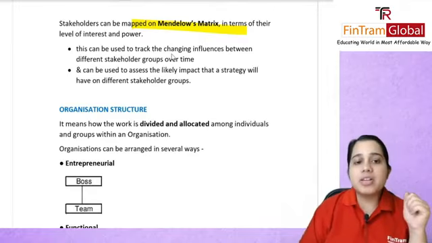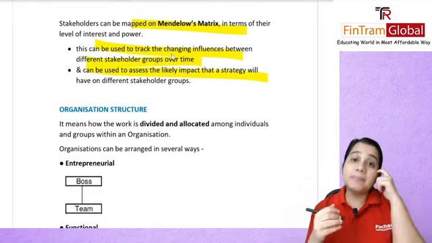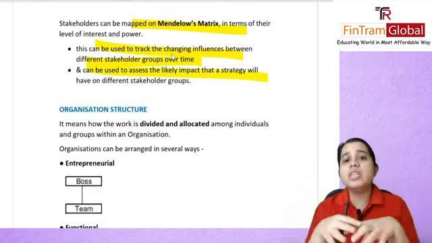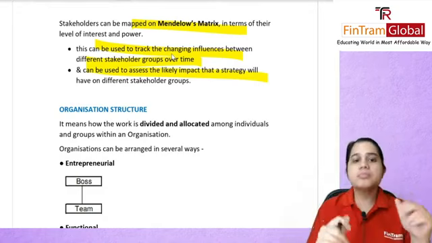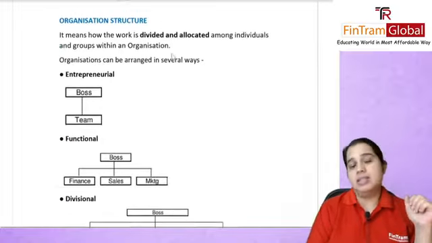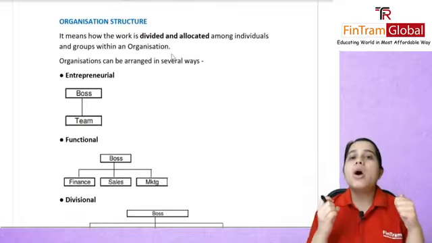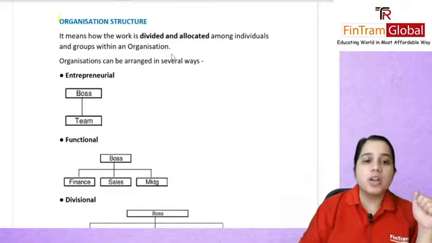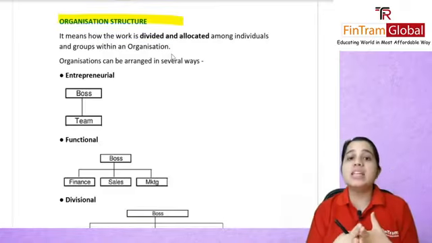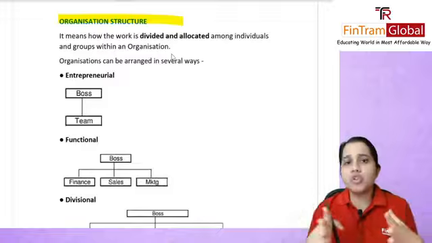Now, this matrix can be used to track the changing influences and can be used to assess the likely impact that a strategy can have on these various stakeholder groups. Alright. Next, we had covered organization structure. Organization structure was basically wherein we learned different sorts of structure, right?